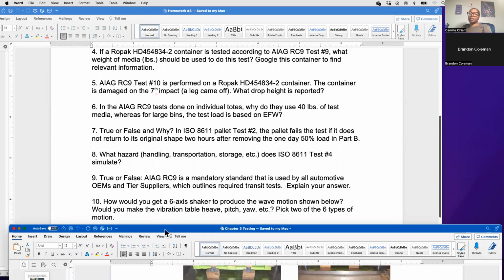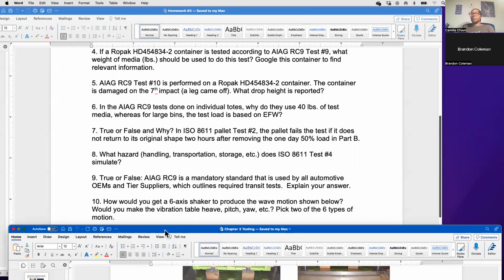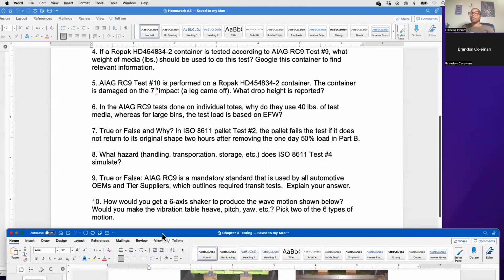And then again, is it handling, is it transportation, is it storage? What could it be? What sort of hazard or hazards is that simulating? And then number 9 is a true or false. AIAG RC9 is a mandatory standard that is used by all automotive OEMs and tier suppliers. And it outlines the required test for transit. And then whatever your answer, true or false, is, explain why you come to that conclusion.